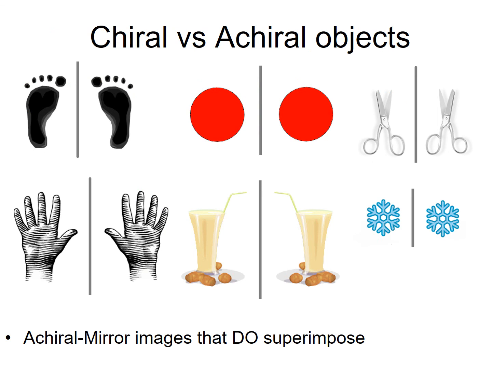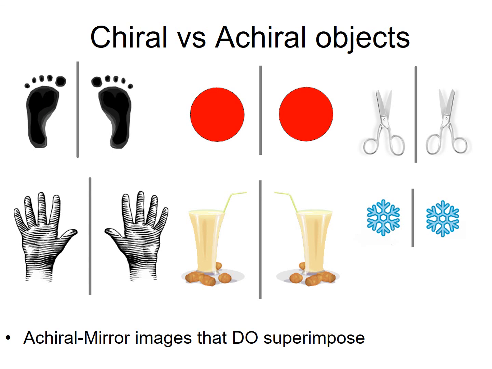Chiral would mean they are mirror images and do not superimpose. Achiral would mean maybe they are mirror images, but they do superimpose. So will the right foot superimpose on the left foot? No, you can't make your right foot look like your left foot. It's a mirror image of it.